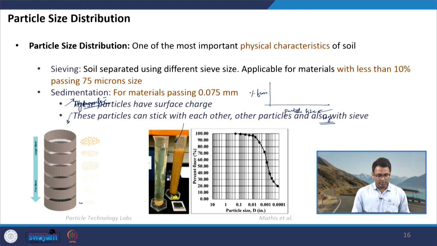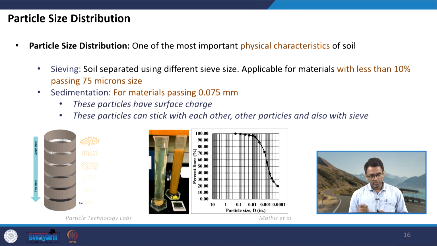So, as I said, these are some of the reasons that the smaller particles will have surface charge, they have the tendency to stick with each other and with other particles, for which we cannot use the conventional sieve analysis. So, now let us, because you see conventional sieve analysis using sieves, they are easier to understand, which means this particular method is very straightforward.